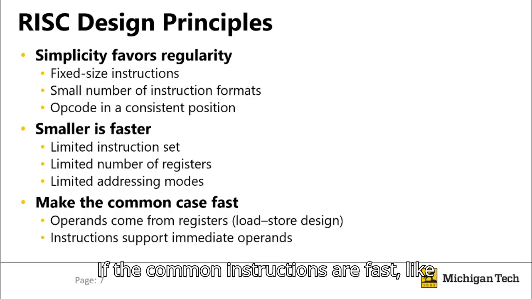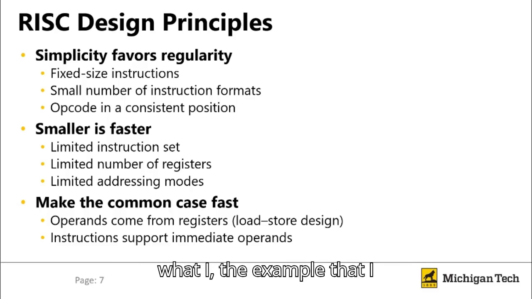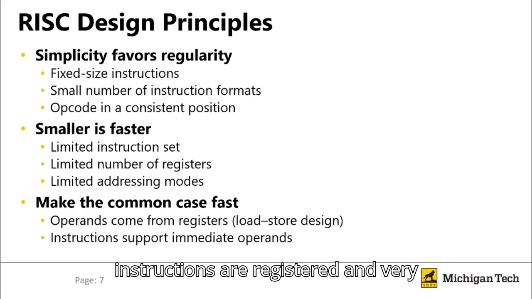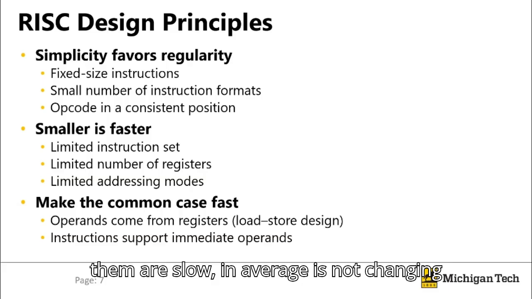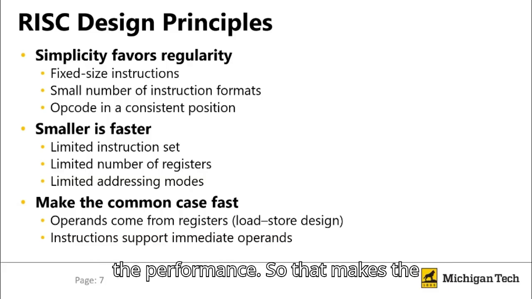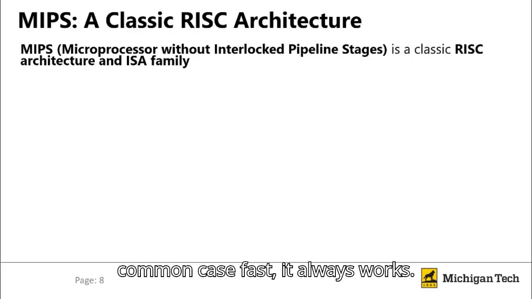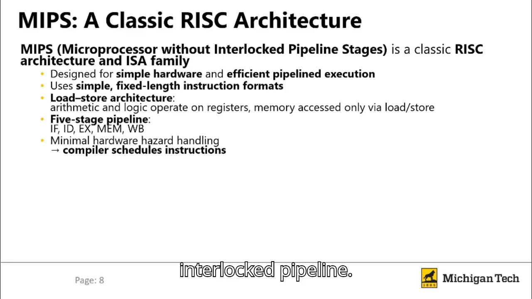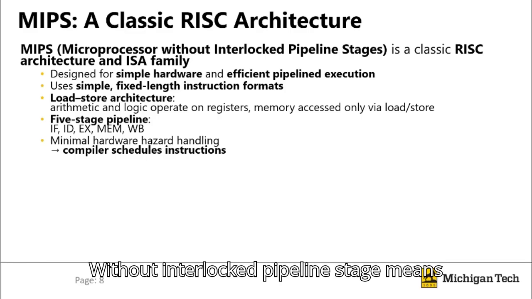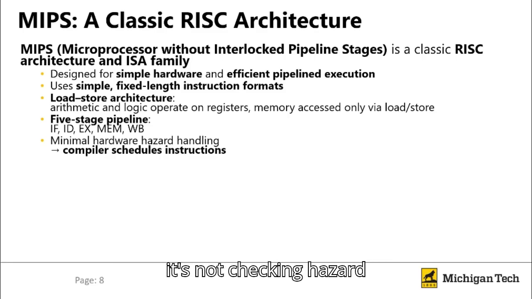If the common instructions are fast, like in the example I mentioned, where most instructions, say 80, are register instructions and very fast, and just 2 of them or a few are slow, on average it is not changing the performance. So that makes the common case fast. It always works. Okay, MIPS was the first computer that developed a microprocessor without interlocked pipeline stages, which means it's not checking hazards at all. It just gives it to the compiler to fix.